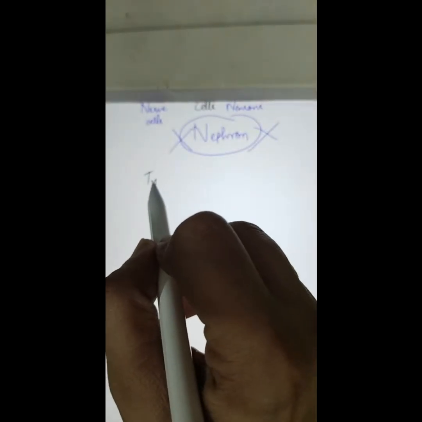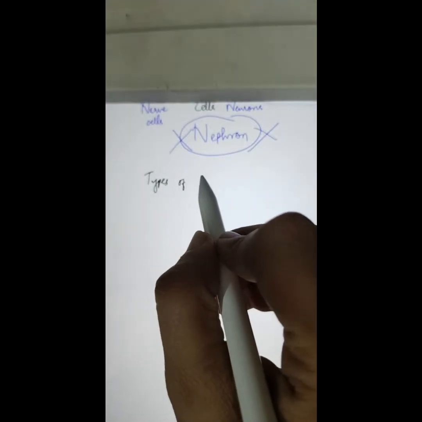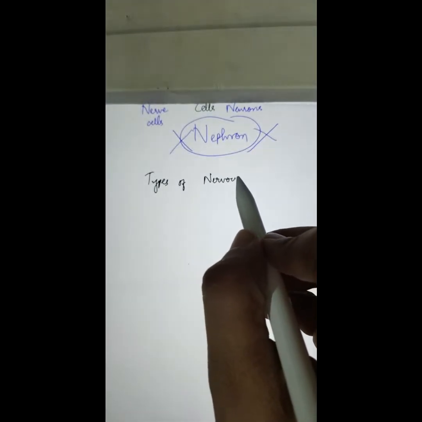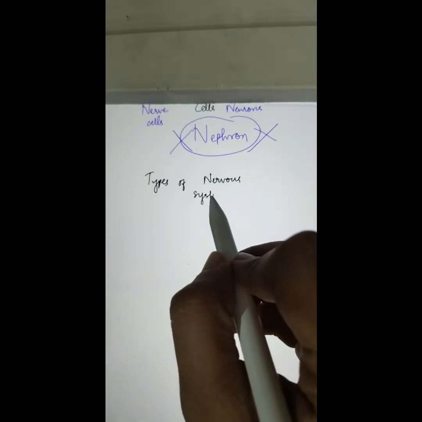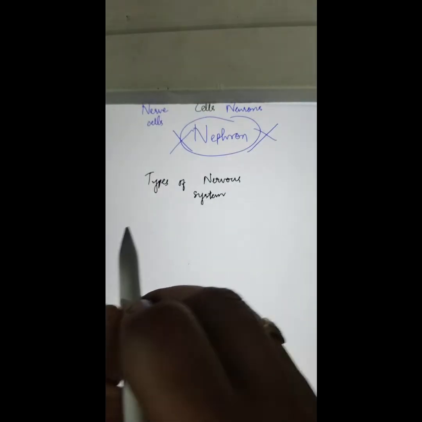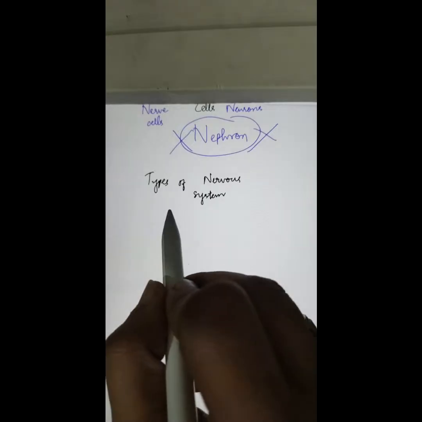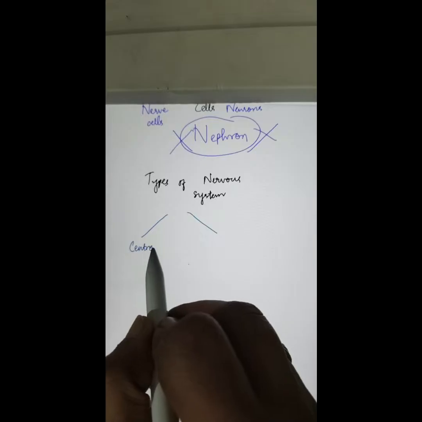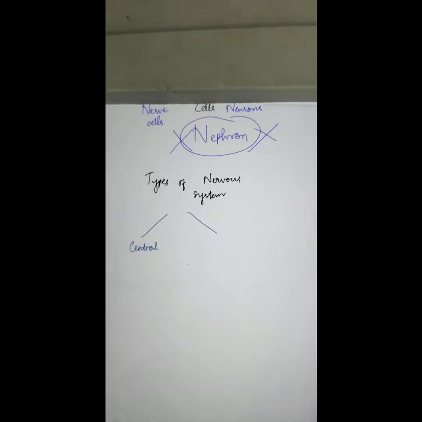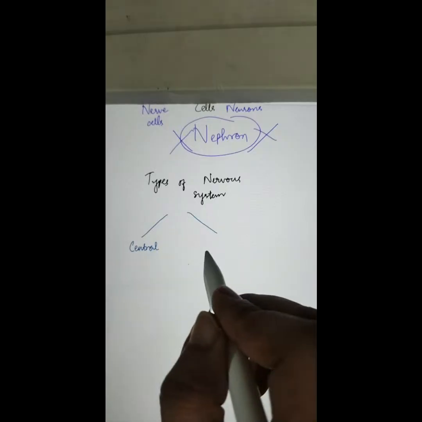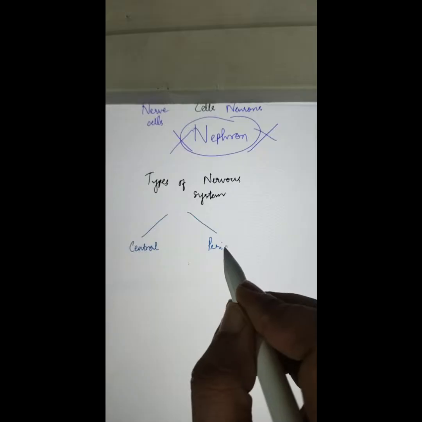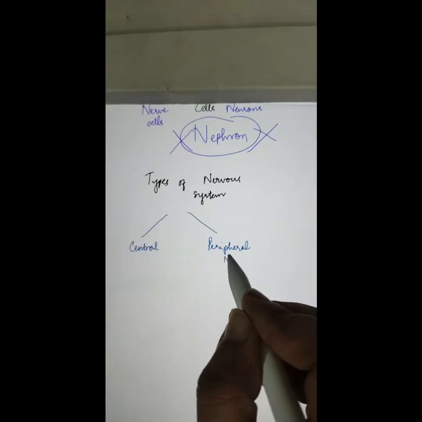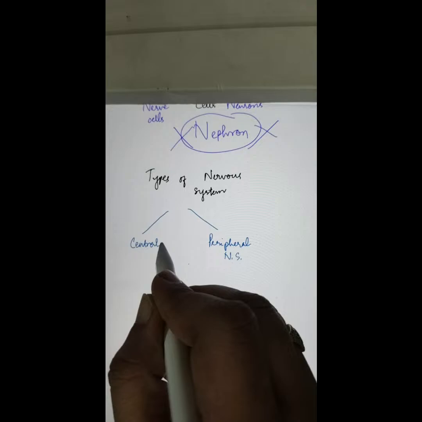Now, the types of nervous system are also very much there in the syllabus of class 10. So in the types of nervous system, there are two basic types. One is the central nervous system, and then we have the peripheral nervous system.